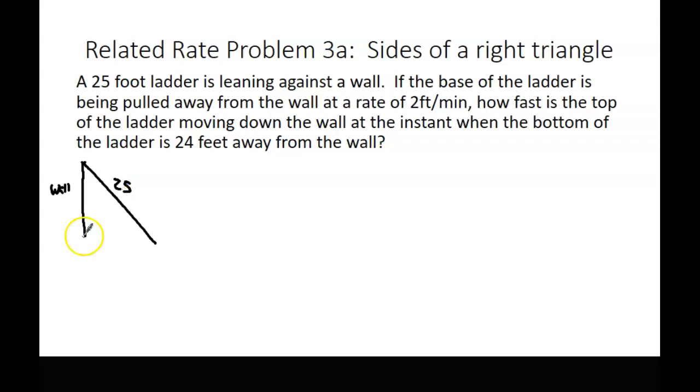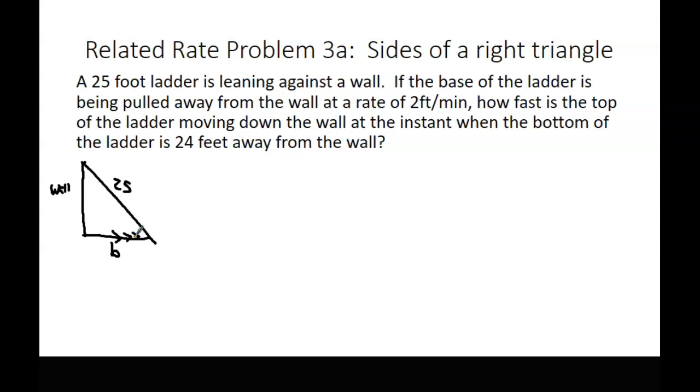Okay. Now they tell us that the base of the ladder is being pulled away from the wall at a rate of 2 feet per minute. So here's my base. We're pulling the ladder away from the wall. What happens to the height as you do that? It's going to go down, right? So as the base increases, the height decreases. Are those two rates going to be related to each other? Yes, they will.